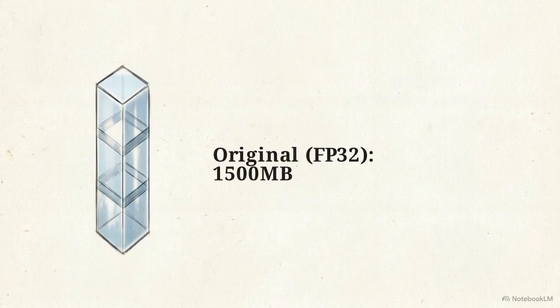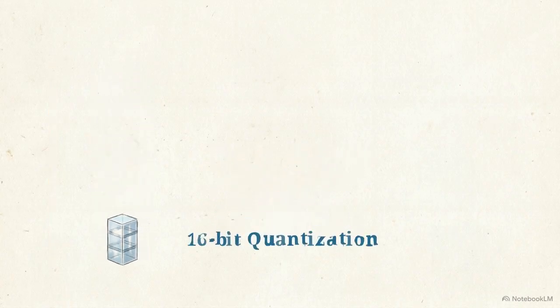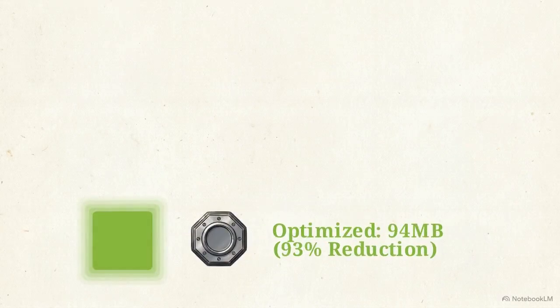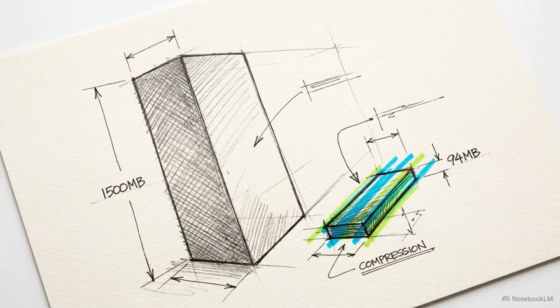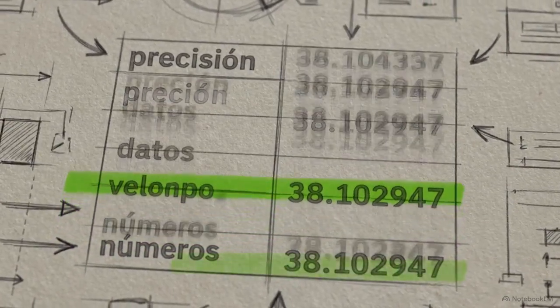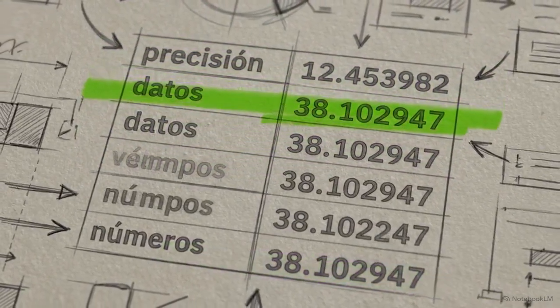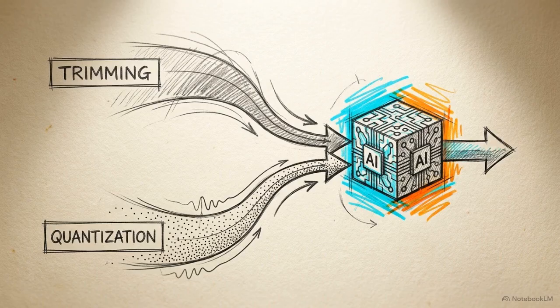This data visualization tracks the total memory size of MetaClip 2. The original 32-bit model requires nearly 1,500 megabytes. By stacking trimming with 16-bit quantization, the total footprint shrinks to just 94 megabytes. Despite this 93% reduction in mass, the trimmed Spanish model identified the image with classification scores identical to the original, down to 15 decimal places. Trimming does not replace quantization. It is a structural multiplier that makes standard quantization methods exponentially more effective.